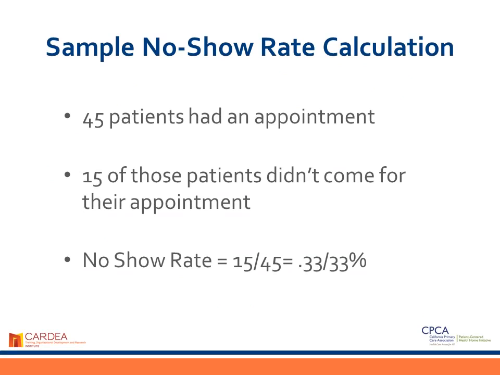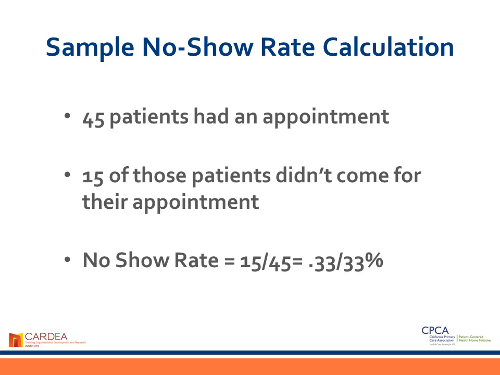Here's a sample of the no-show rate calculation. So you remember we had 45 patients who had an appointment. 15 of those patients didn't come for their appointment. To determine the no-show rate, we divide 15 by 45, which gives us 0.33 or 33% of the appointed patients didn't come or no-showed for their appointment.